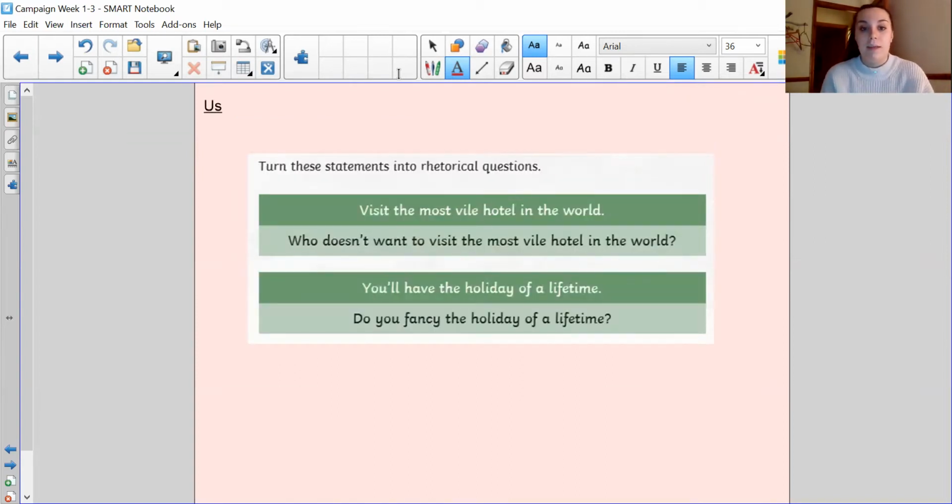So look at these statements. Visit the most vile hotel in the world. That doesn't really persuade us to go to that hotel. Remember, vile means horrible, disgusting. But when it's asked in this question, who doesn't want to visit the most vile hotel in the world? It makes us think, maybe we do want to visit there, because if everyone wants to visit, like who doesn't want to, that's saying that there can't be anyone who doesn't want to visit there. You kind of want to go yourself.